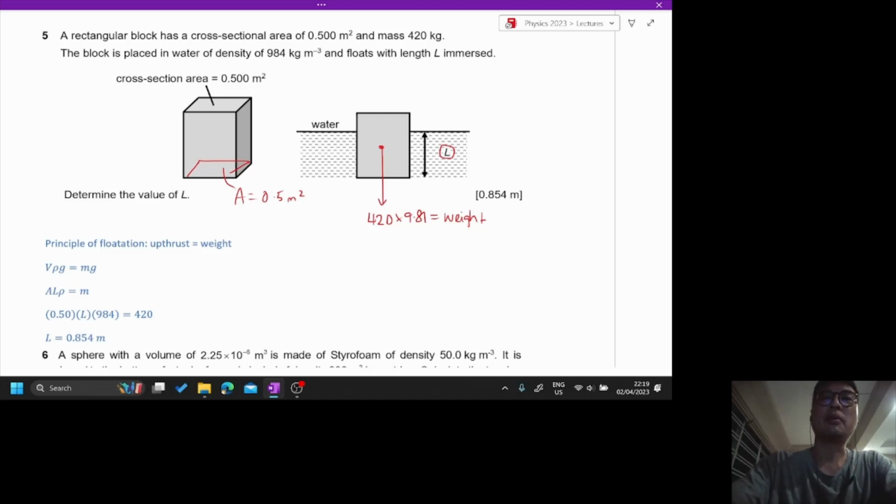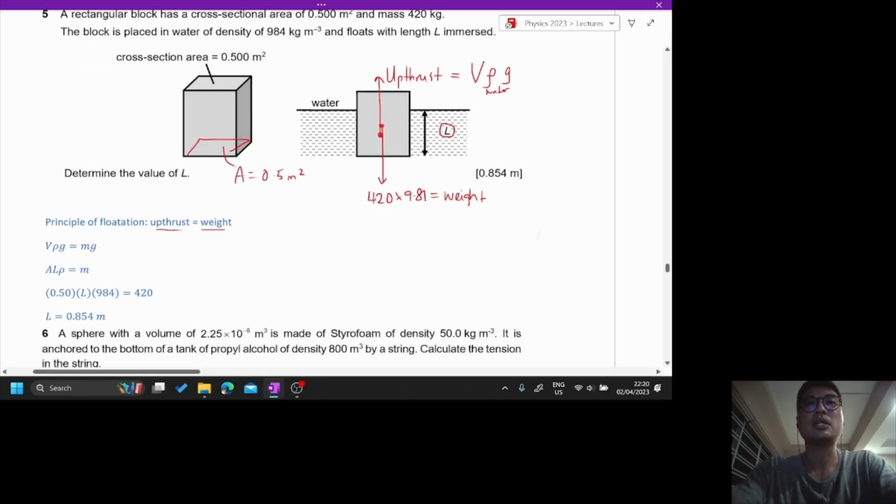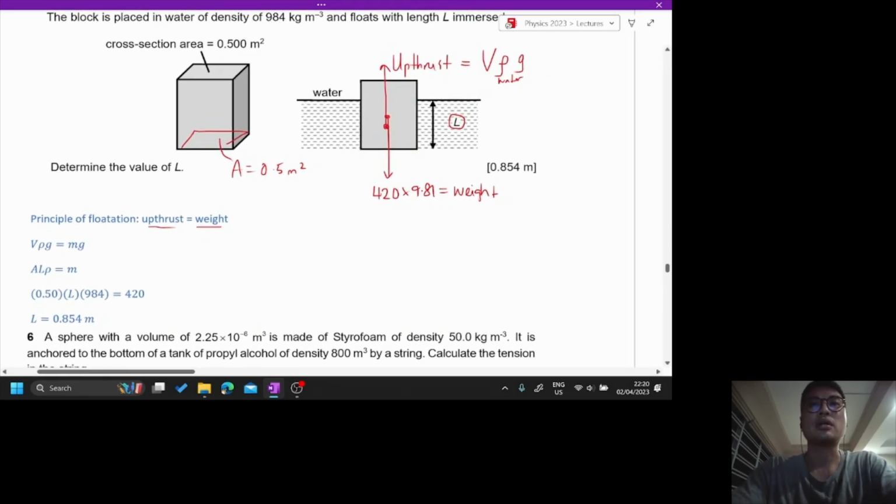Now, the weight of the block must be balanced by the upthrust of the water on the block. The upthrust of the water on the block will be the volume multiplied by the density of the water multiplied by gravity. Alright, so if the block is floating, that means that upthrust must be equal to the weight. And so the upthrust of the water, V rho g, must be equal to the weight of the block, mg.